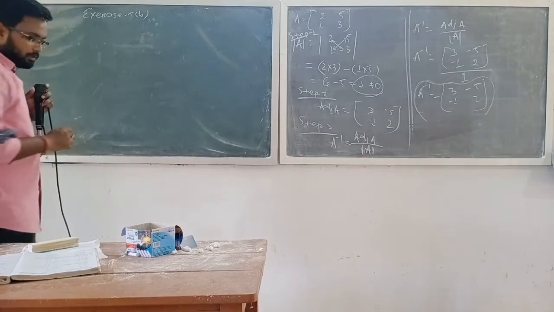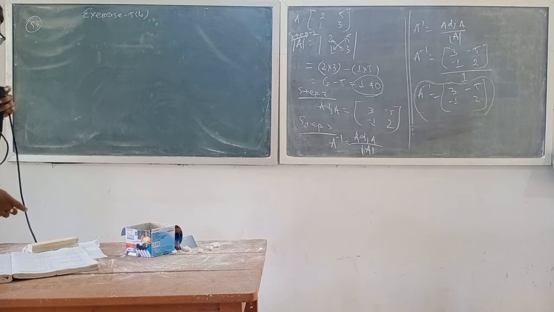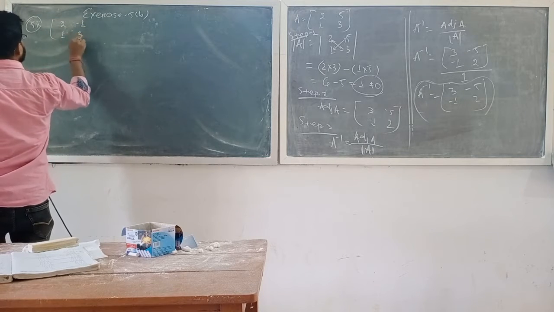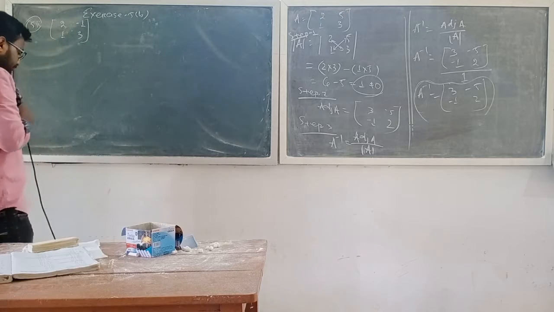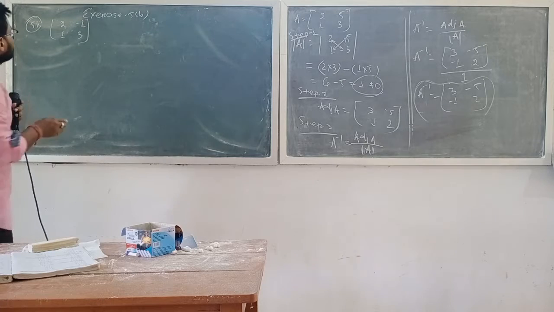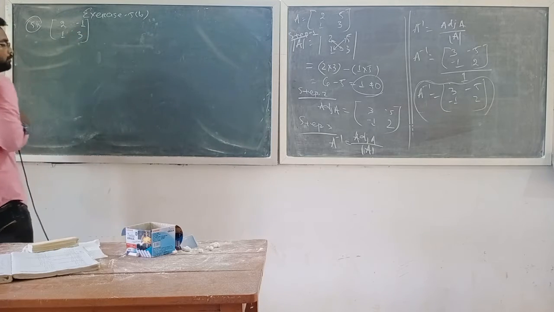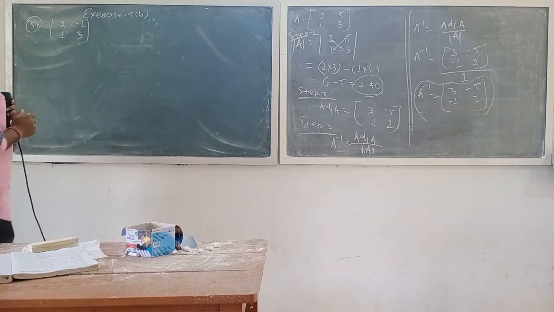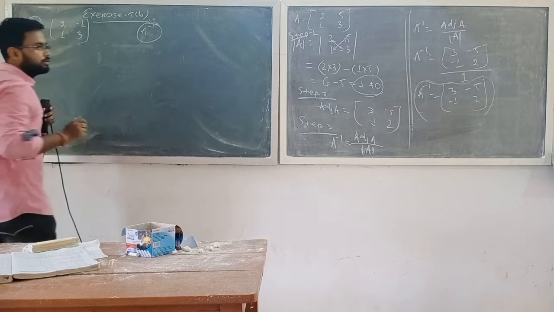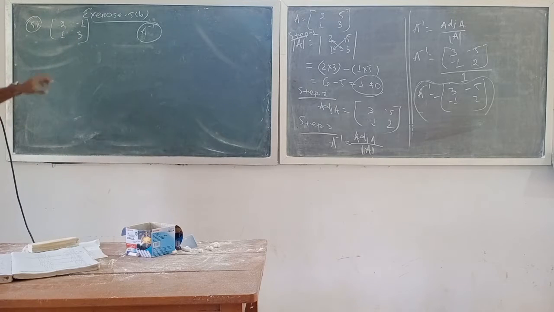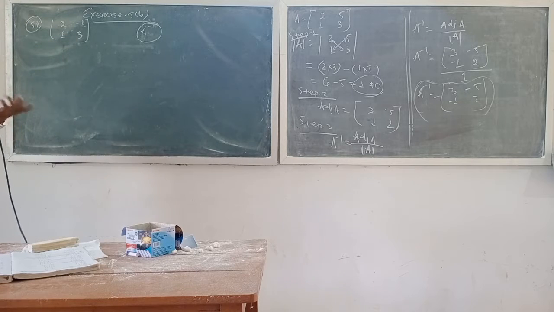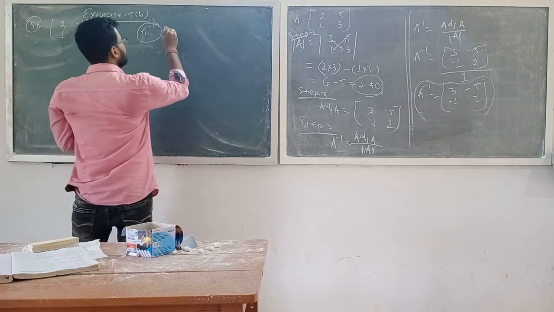Question number 5, part B2, I will be given the matrix 2, minus 1, 1, 3. This is the given matrix of order 2 by 2. We can find out the A inverse. The short question: find out A inverse, and how to find A inverse, remember the process.